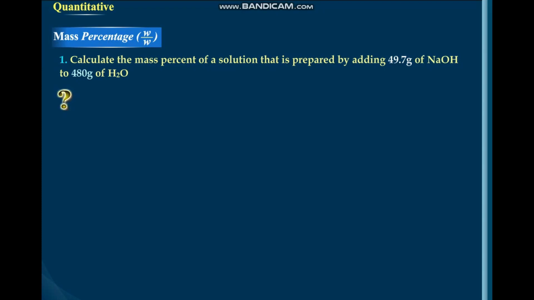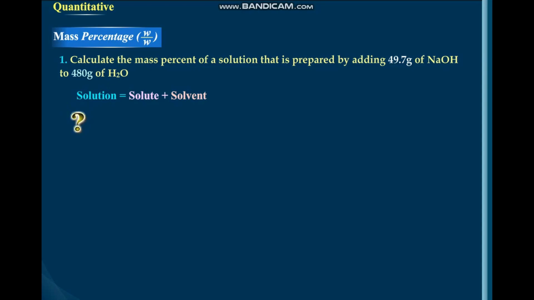There is a problem for you. Calculate the mass percent of a solution that is prepared by adding 49.7 grams of NaOH to 480 grams of water. Very simple question. The solute here is NaOH, or sodium hydroxide, and the mass of the solute given is 49.7 grams, and the mass of the solvent given here is 480 grams. Water is the solvent. So you'll be writing it in your notebook. There's a problem given to you, so you can start writing by this time.